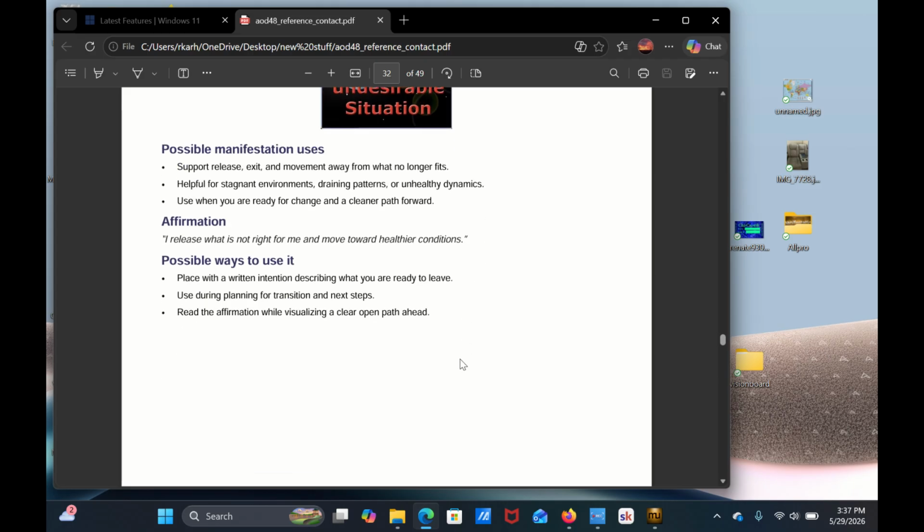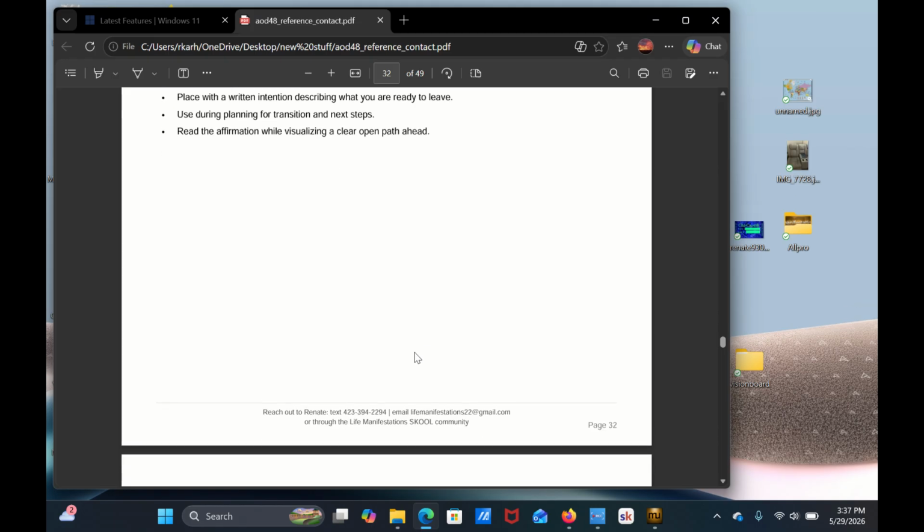Place with a written intention describing what you're ready to leave. Use during planning or transition and next steps. Read the affirmation while visualizing a clear, open path ahead.